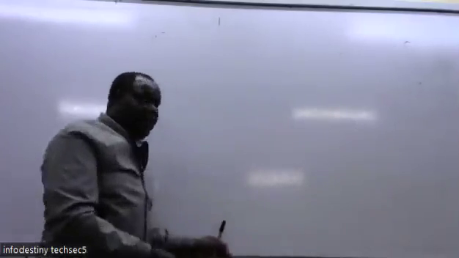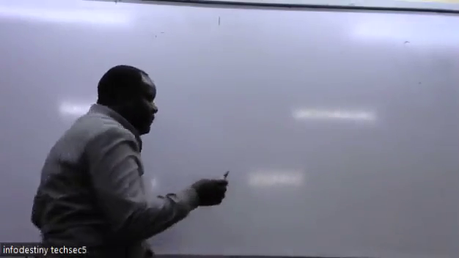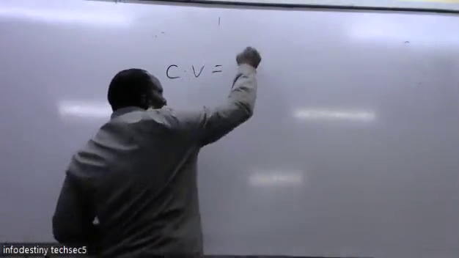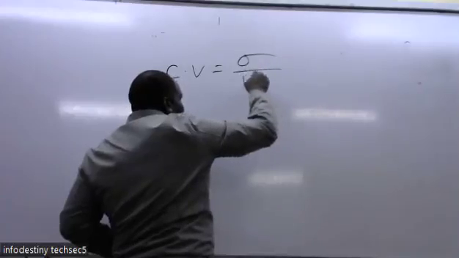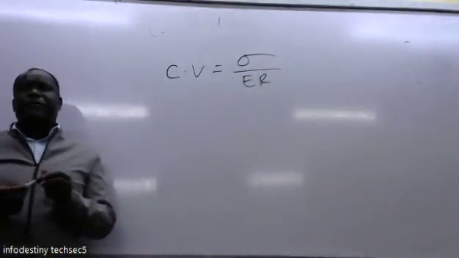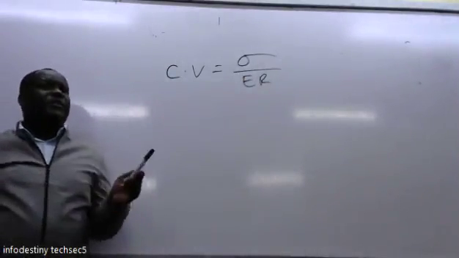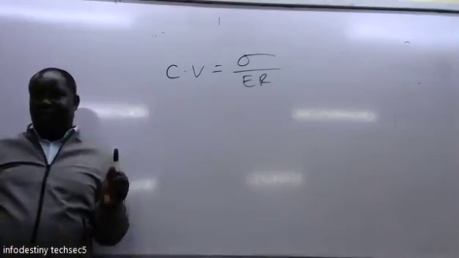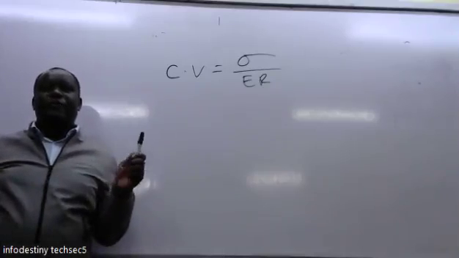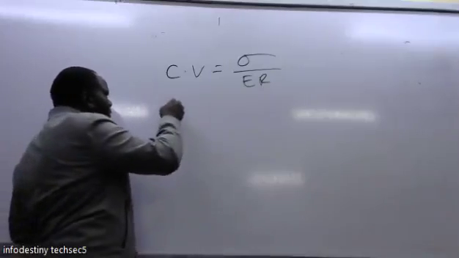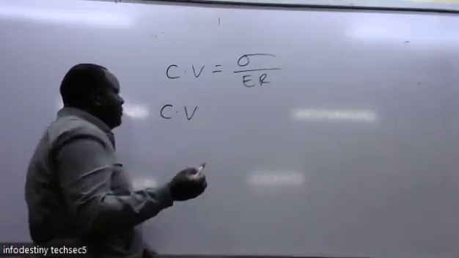When you want to calculate the coefficient of variation, it is given by the standard deviation divided by the expected return. So we calculate for each pair. We start with the first one. The first one was which pair?